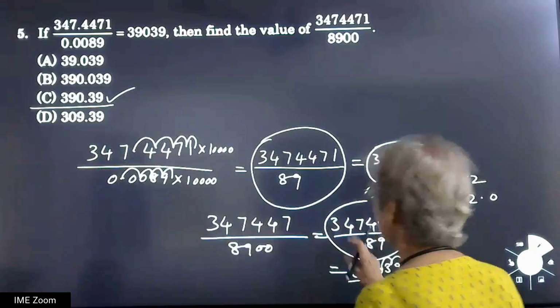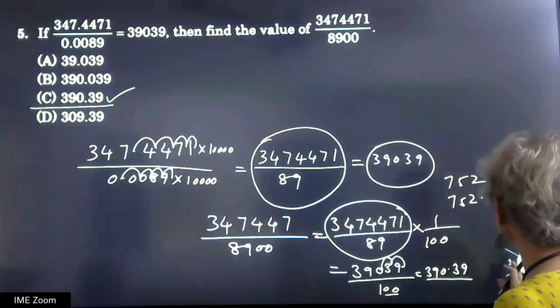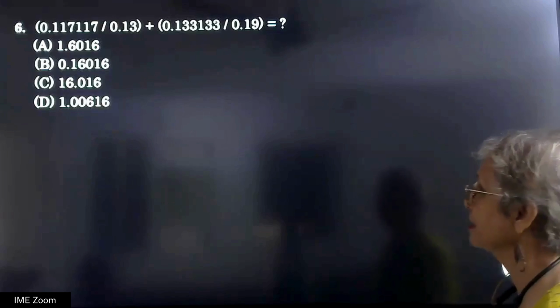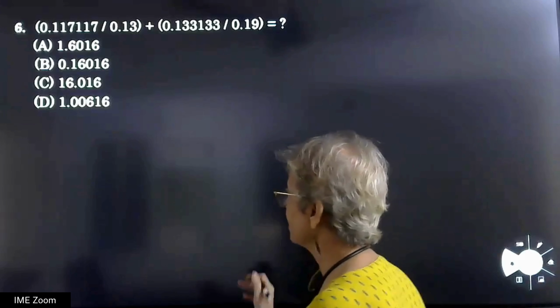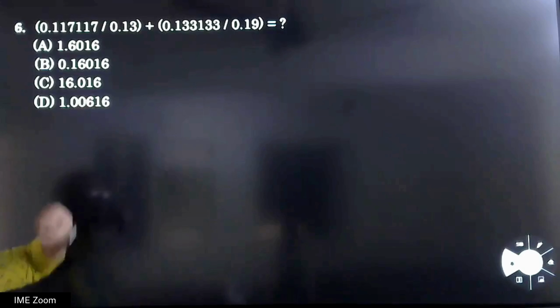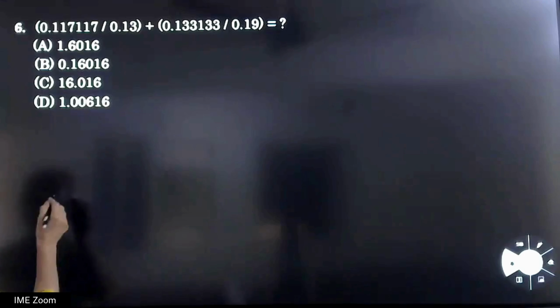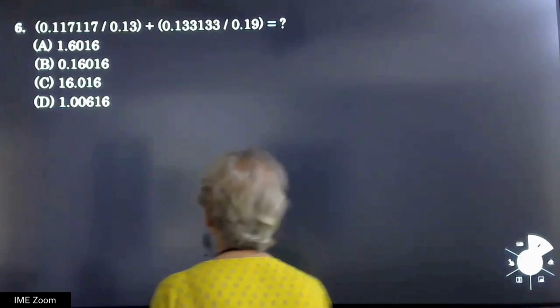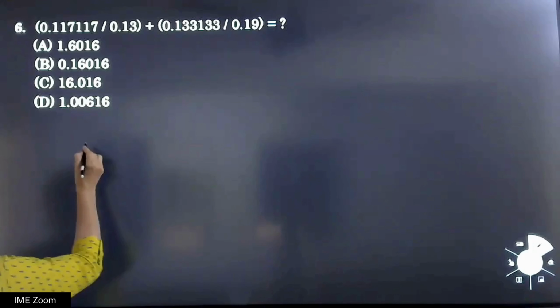Is it okay? So this is how division is done. We have done this. This is the last one now, I think. Let us see. This is again division. So let us first simplify the first part. Let us write the sum.